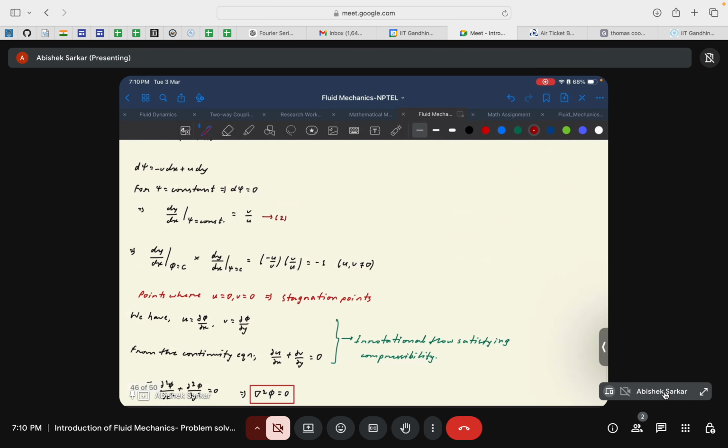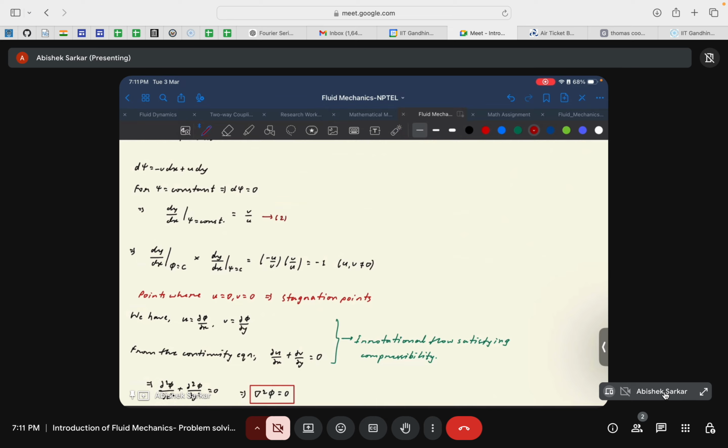So if you multiply these two slopes, you will get minus u by v times v by u, which equals minus 1, given that u and v are not equal to 0. So the product of the slopes of these two curves is equal to minus 1, which implies that these two curves are perpendicular to each other, except at the stagnation points where u and v are equal to 0.